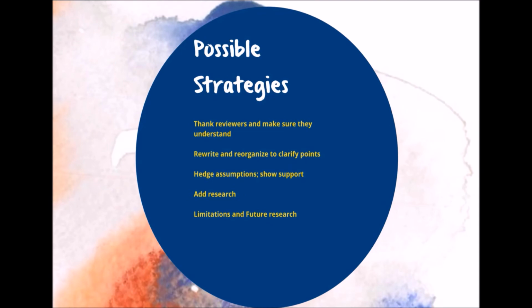What strategies can you use? Normally, not always, you can thank the reviewers and make sure that they understand what you're trying to do. Sometimes, I don't always do this, but sometimes the reviewer will try to make a short summary of what you did, and that's a way of demonstrating that they've read the paper and they kind of understand where you're going with it. So you can specifically rewrite. Sometimes you'll reorganize whole sections if you think the reviewer is having trouble following what you're saying. It may be that you really need to reorganize it, even if the reviewer didn't specifically ask you to reorganize.